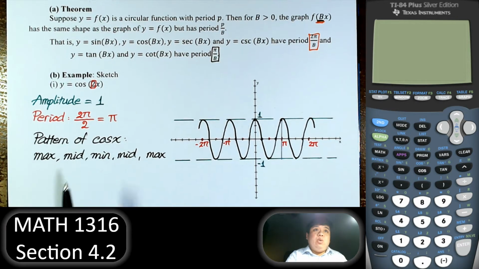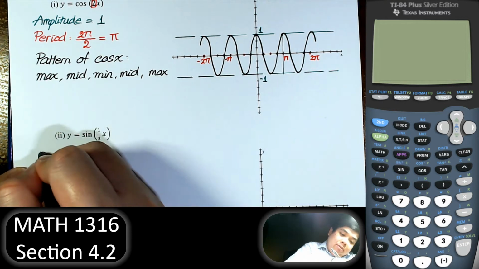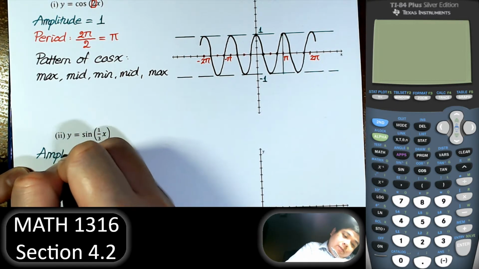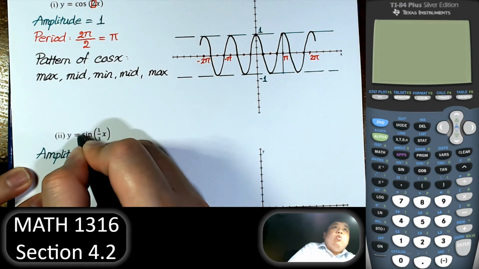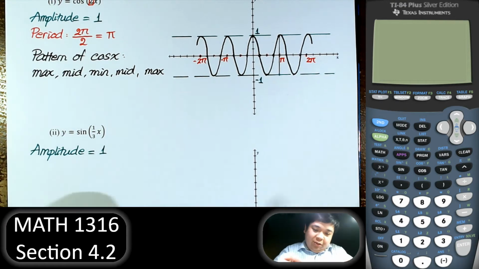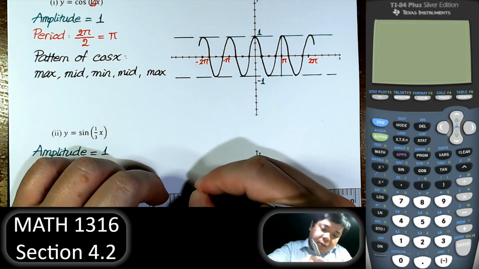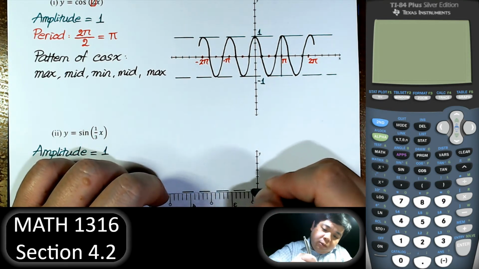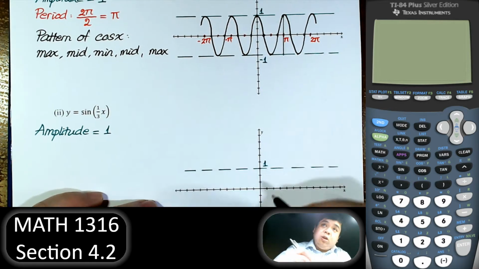Of course, the pattern, we need to know that. Same thing on the next one. Amplitude is just 1. One up, one down.